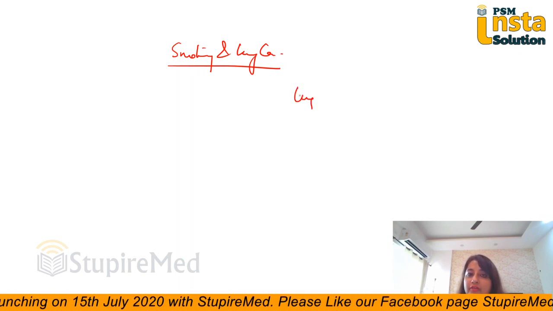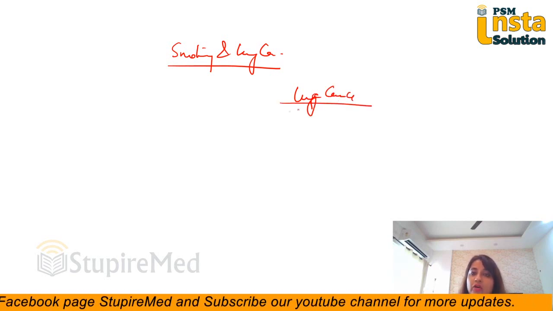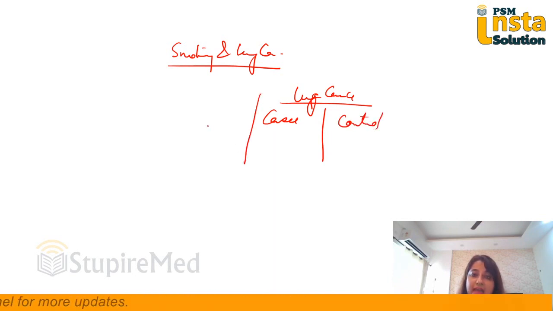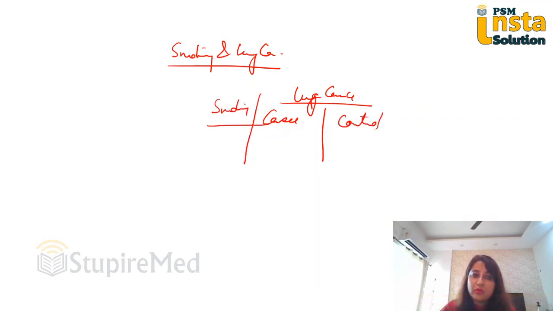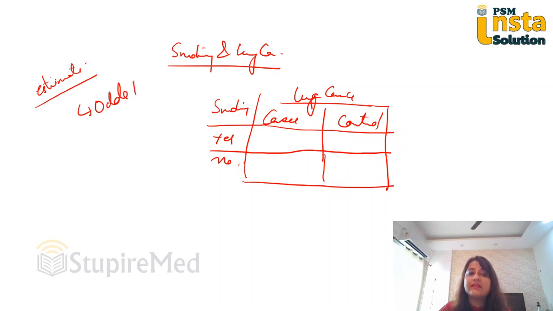So here, what will happen? Here you are going to have lung cancer, not yes and no, but cases and control. And here, same, it will be smoking, yes or no. However, in case control study design, unlike a cohort, you are not following them up. So you cannot calculate the incidence. You are simply trying to provide an estimate of relative risk. That estimate is actually odds ratio.